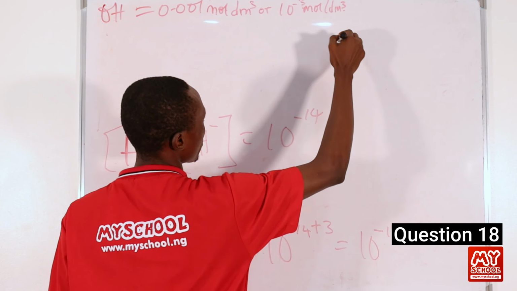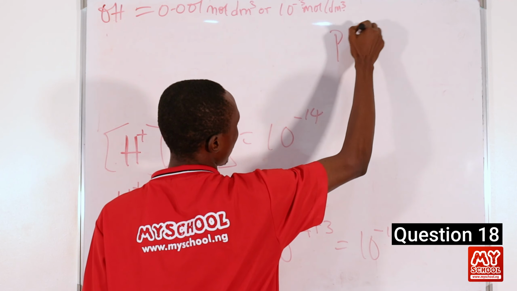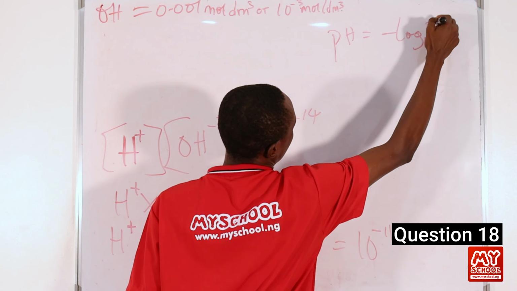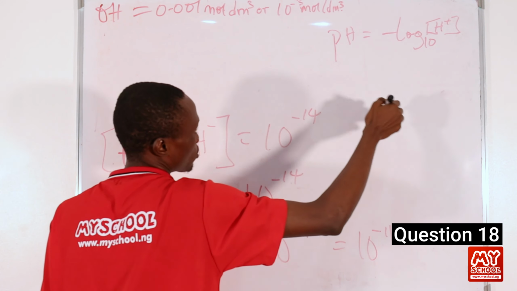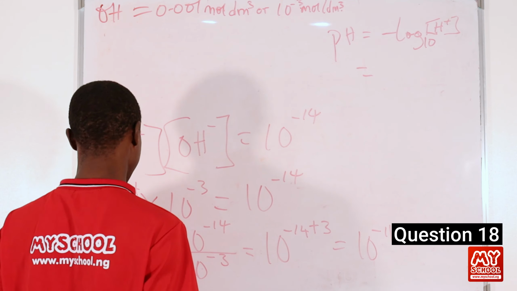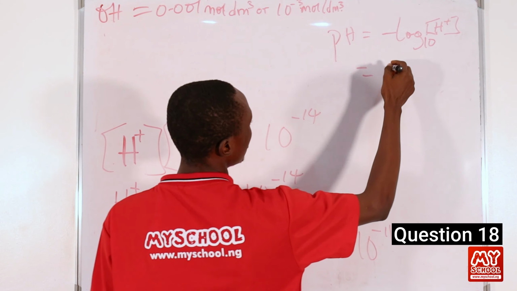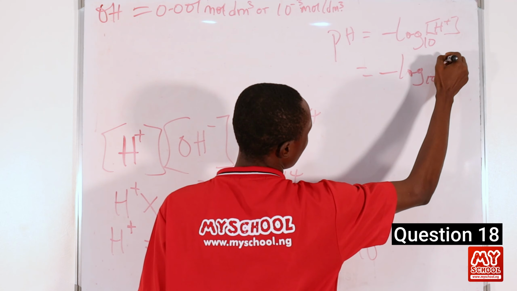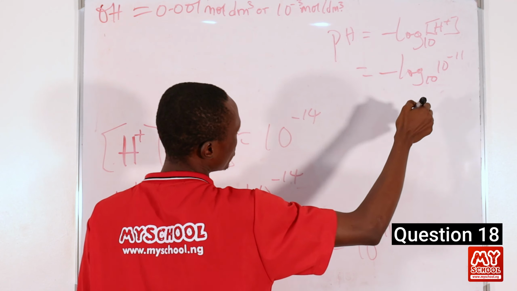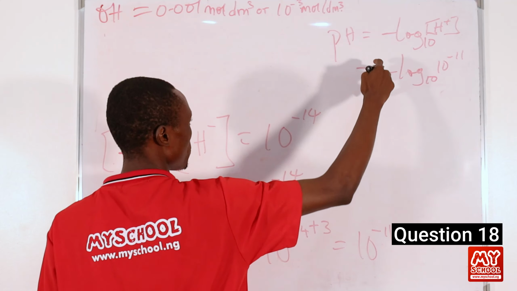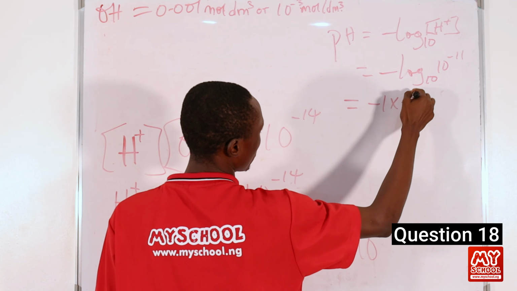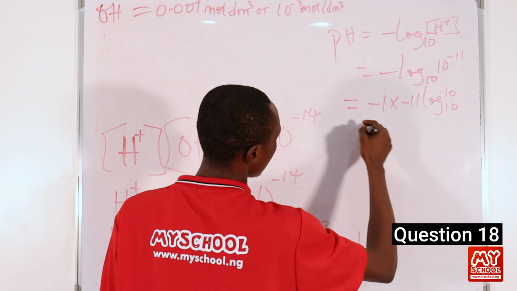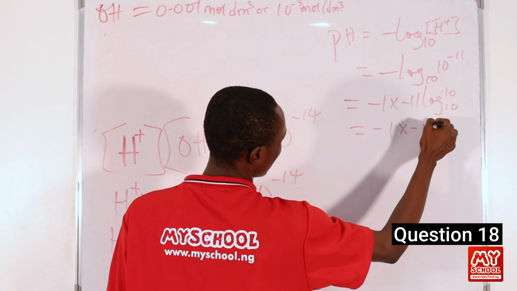But in this question we are asked to calculate pH, and pH is equal to minus log base 10 of hydrogen ion concentration. So we substitute, since our hydrogen ion concentration is equal to 10 raised to power minus 11: minus log base 10 of 10 raised to power minus 11. According to the law of logarithm, this minus 11 is going to come in front, so I'll have minus 1 times minus 11 times log 10 base 10. And log 10 base 10 is equal to 1. So minus 1 times minus 11 is equal to 11.